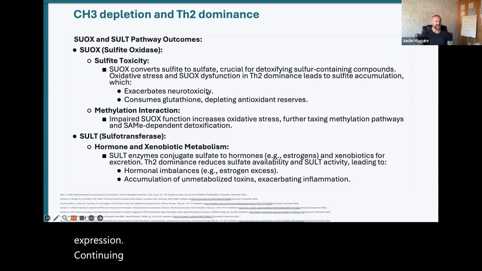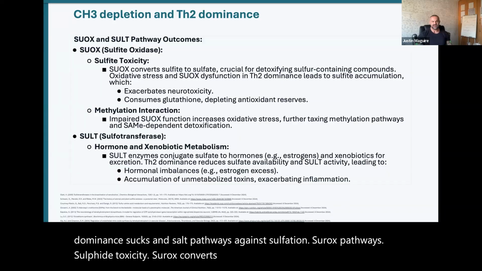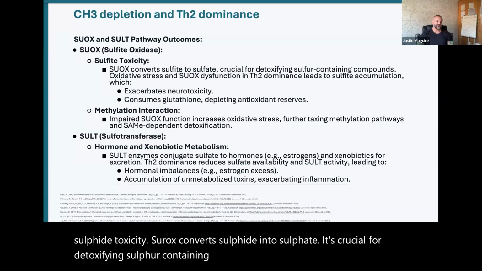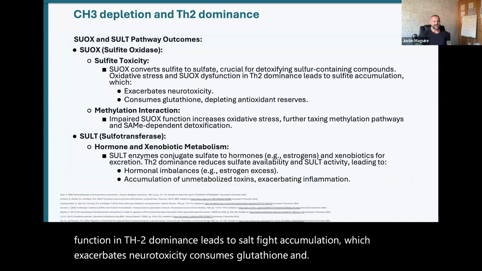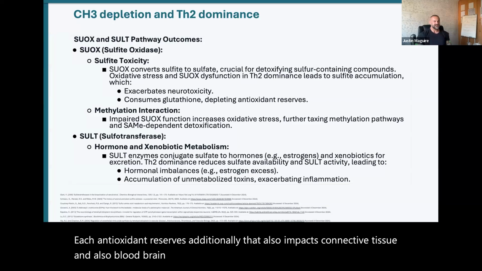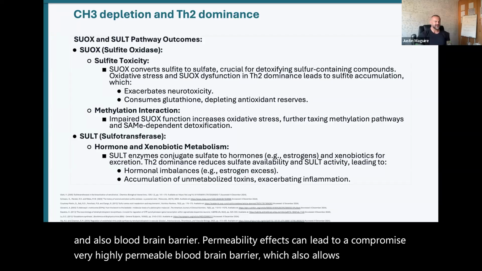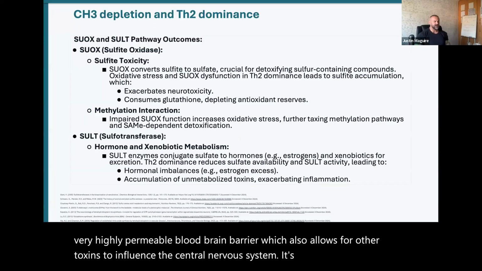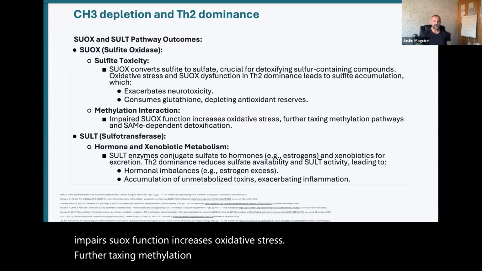Continuing on with methylation depletion and Th2 immunological dominance: SUOX and SULT pathways, sulfation, SUOX pathways, sulfite toxicity. SUOX converts sulfite into sulfate. It's crucial for detoxifying sulfur-containing compounds. Oxidative stress and SUOX dysfunction in Th2 dominance lead to sulfite accumulation, which exacerbates neurotoxicity, consumes glutathione, and depletes antioxidant reserves. Additionally, that also impacts connective tissue and blood-brain barrier permeability. It can lead to a compromised, very highly permeable blood-brain barrier, which also allows for other toxins to influence the central nervous system. This methylation interaction impairs SUOX function and increases oxidative stress, further taxing methylation pathways and S-adenosylmethionine-dependent detoxification.